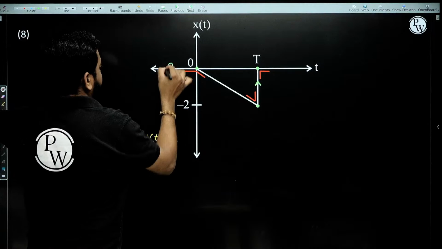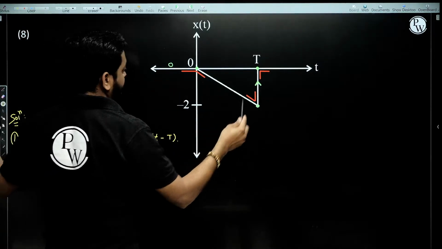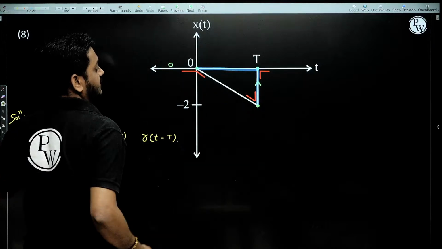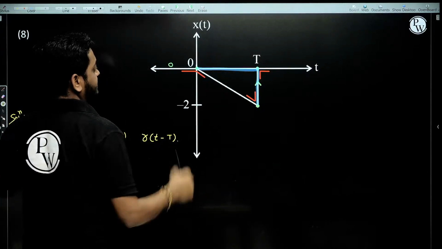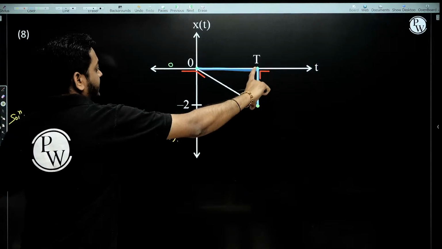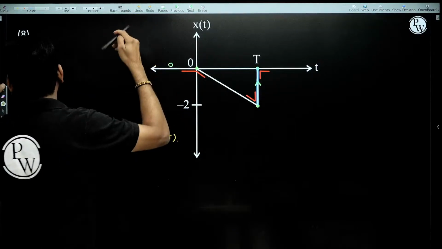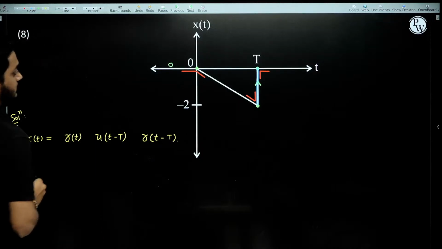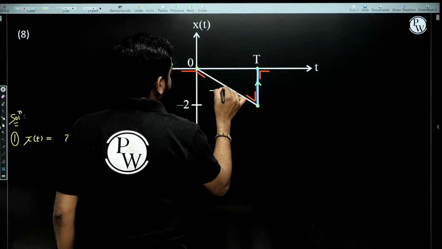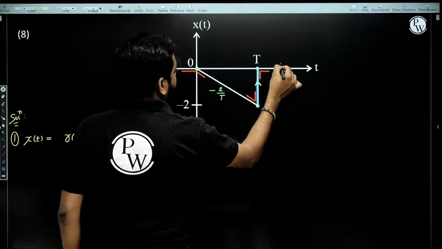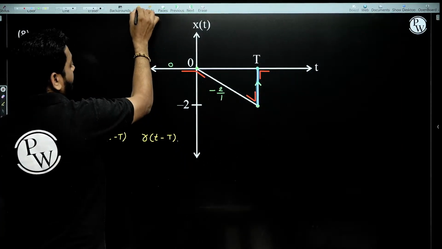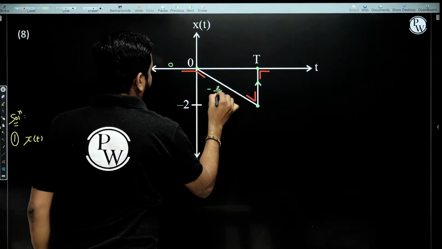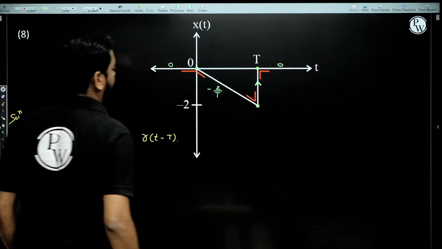Here the value of slope is 0. What is the value of slope here, guys? This is dy by dx. So dy is 2 and dx is capital T, so here the slope is minus 2 by capital T, and here the value is 0. Fine.